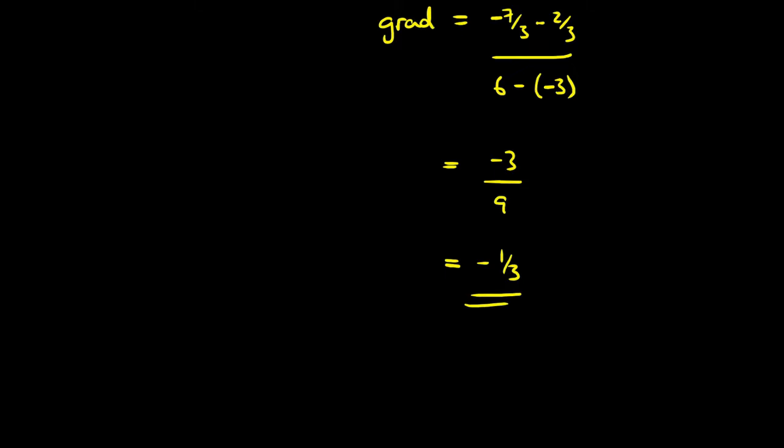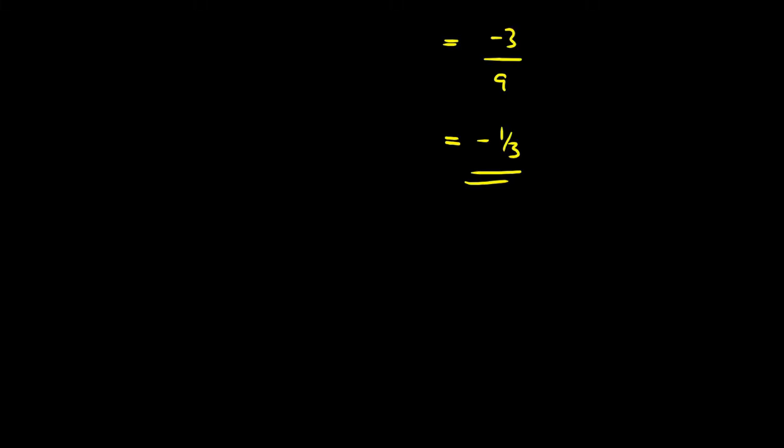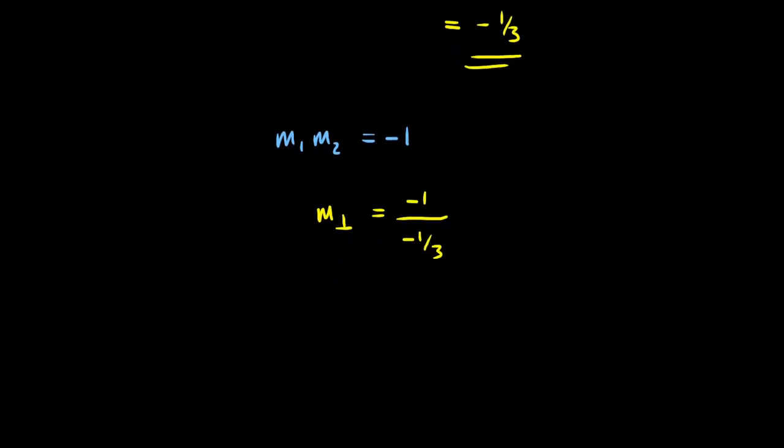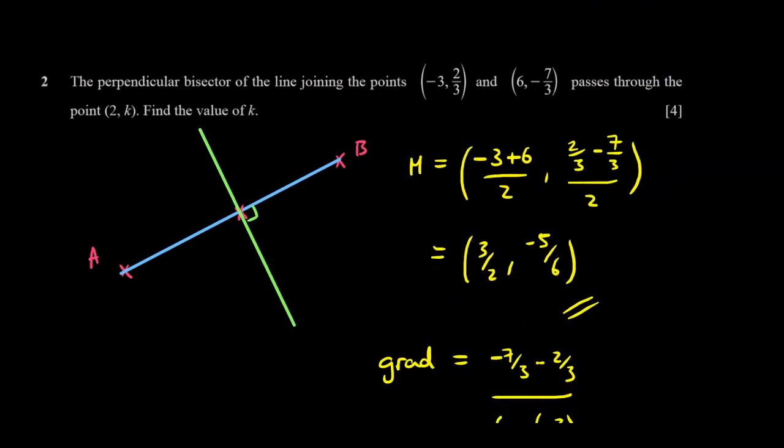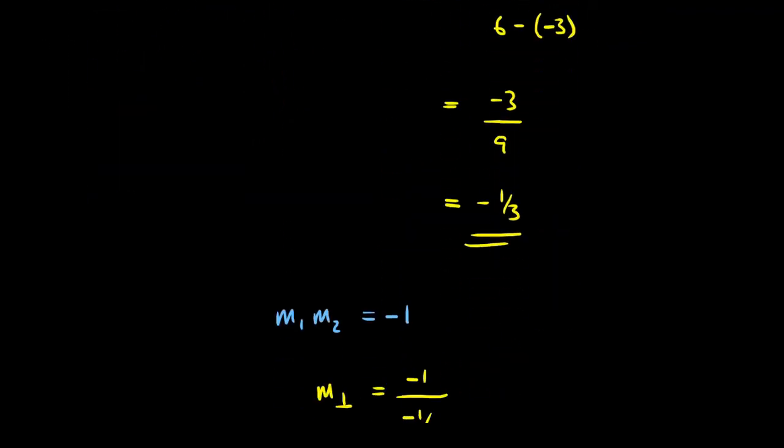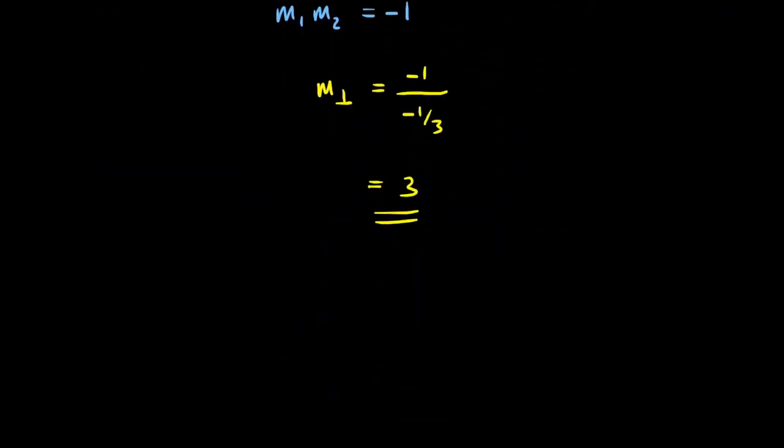Now what we want is not the gradient of AB, but the perpendicular gradient. And hopefully what you know is that if two gradients are perpendicular, m1 and m2, then their product is equal to negative 1. So we can find the perpendicular gradient by doing negative 1 divided by minus 1/3, and negative 1 divided by minus 1/3 is 3. Okay, so now just to clarify, we want the line which has got a gradient of 3, and it goes through the midpoint, which is this point here, (3/2, -5/6). Okay, so we can now do that by using this formula.